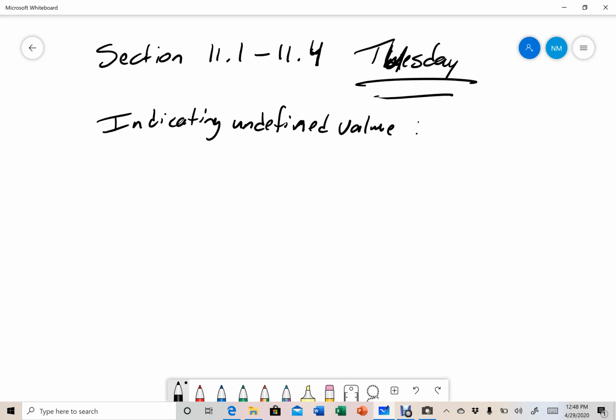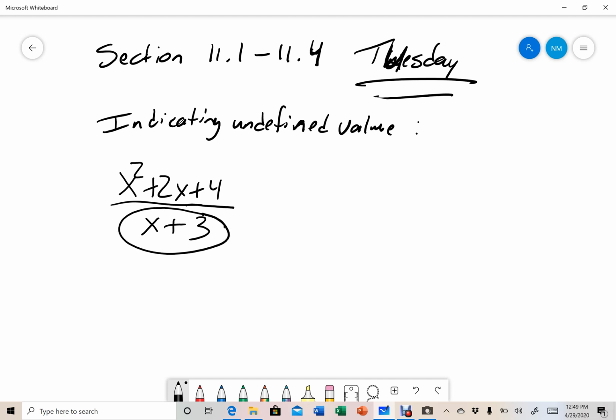Remember, we take our denominator. So let's say I've got x squared plus 2x plus 4, over x plus 3. I have something like this, and I want to find out which values are going to be undefined. They're not going to be included in my domain. So what I do is I take my denominator, x plus 3, and set it equal to 0, and then solve for x. So my answer then would be x equals 3.